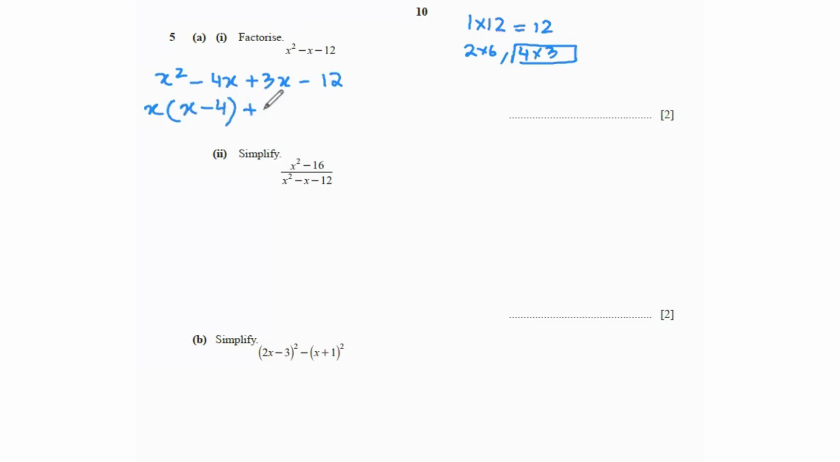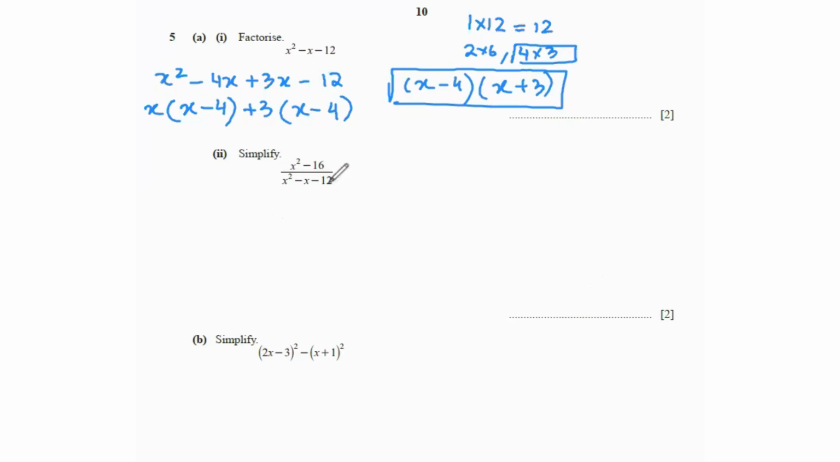And in the last two terms, we have 3 common. So plus 3 brackets x minus 4. Take the x minus 4 common, so that's x minus 4 times x plus 3. That is basically your fully factorized answer for this quadratic equation.